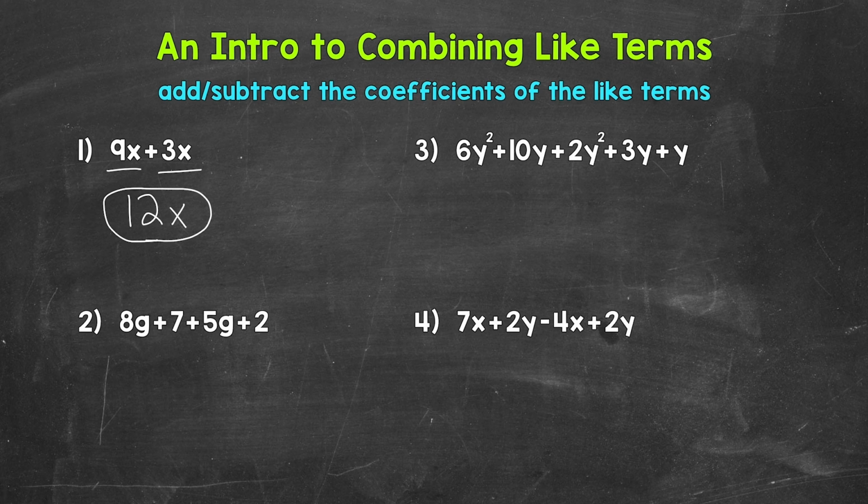Let's move on to number 2, where we have 8g plus 7 plus 5g plus 2. Are there any like terms that we can combine in order to simplify this expression? Yes, we have 8g and 5g. Both of those terms have that variable of g. And then we have constant terms, 7 and 2. I'll box in the constant terms to separate them from the 8g and the 5g.